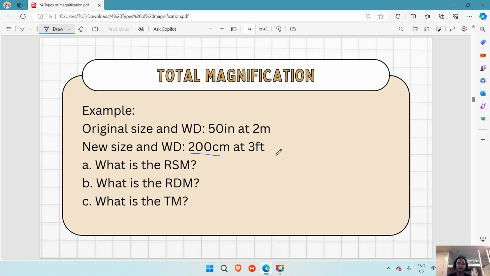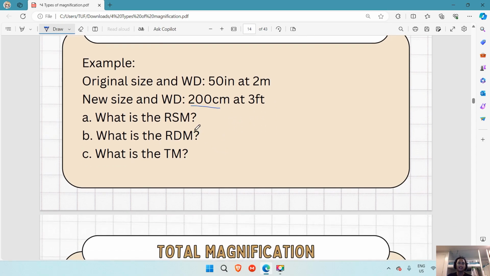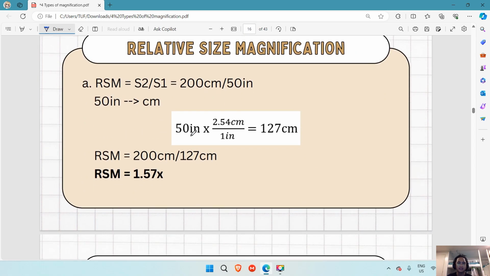Maning new size na to. Then ang ato original size is 50 inches. Okay? So 200 centimeter over 50 inches na siya. But since they have different units, which is cm and inch, so mangita tag way para ang naiisa nila na mo adjust para mo same og unit sa isa.